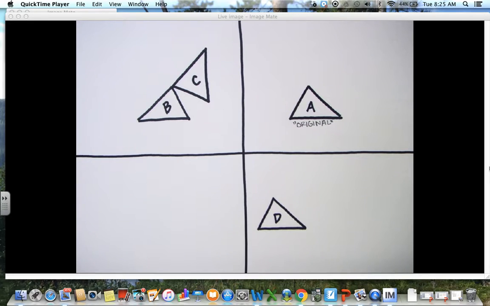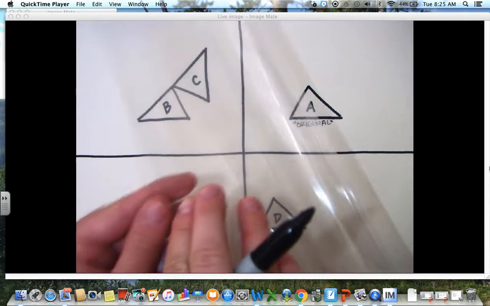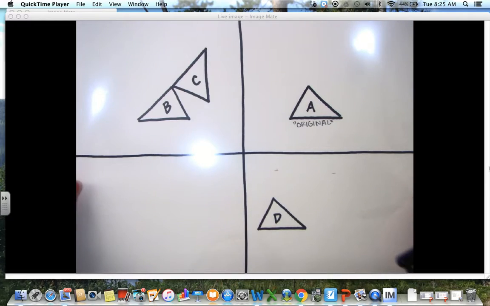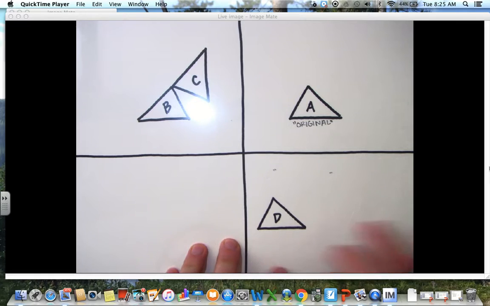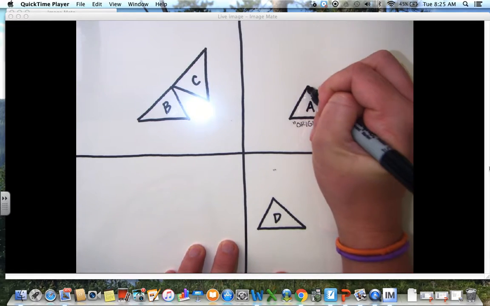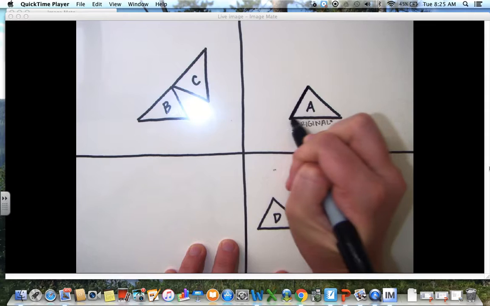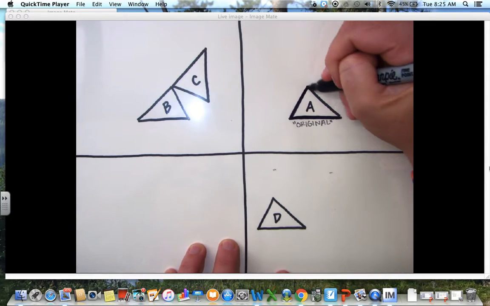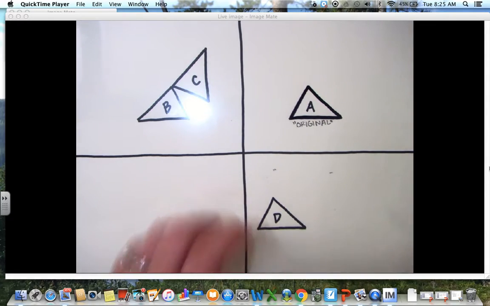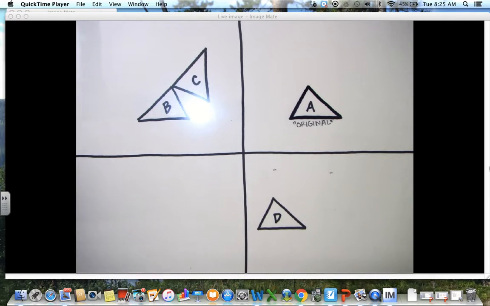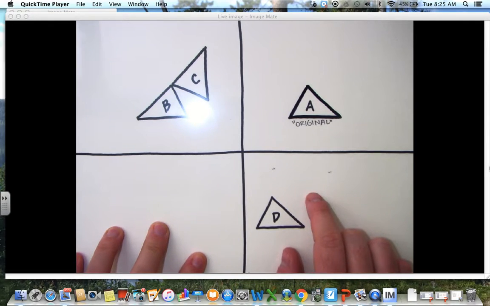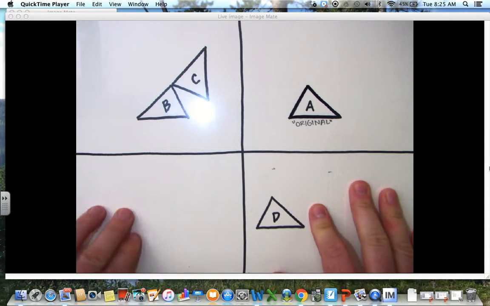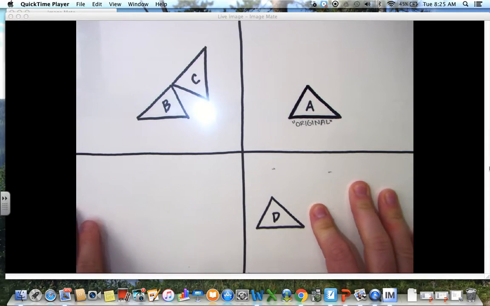So what I have right here, which you can't really see, is a transparency, okay? So I'm just going to put the transparency on top of this. That's why you see this little bit of glare here. I'm sorry, okay? And I'm going to take my Sharpie and I'm going to trace my original shape. I've now traced my original shape. How could we move the transparency to get from A to D?